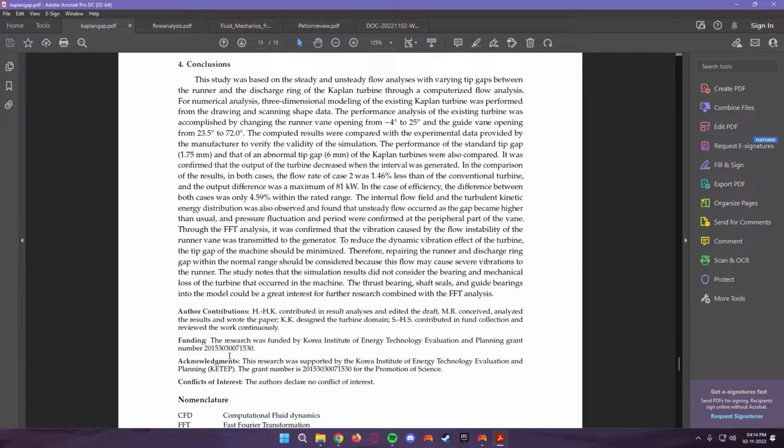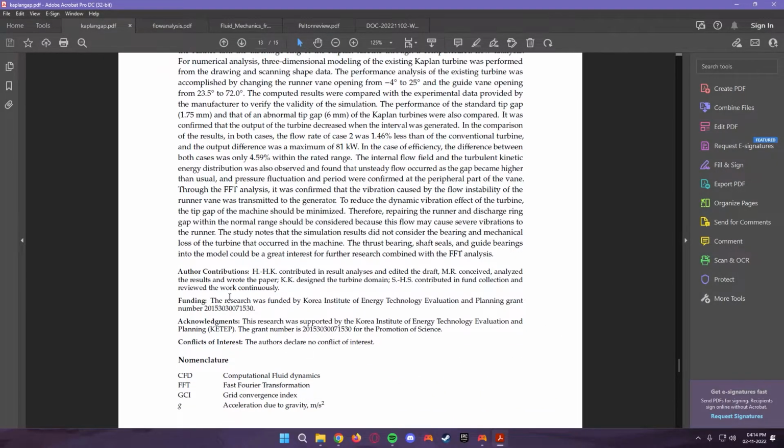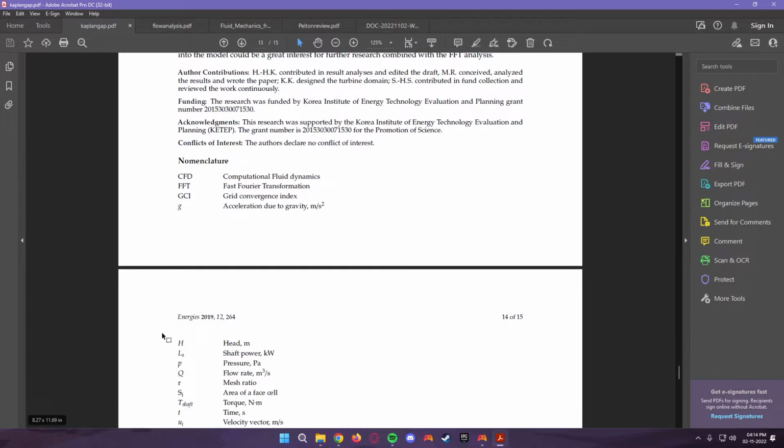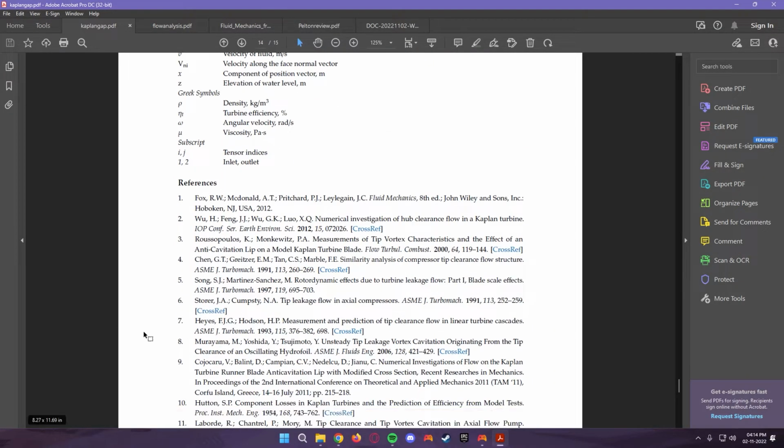Moving to the conclusion, this study was based on steady and unsteady flow analysis with varying tip gaps between the runner and the discharge ring of a Kaplan turbine through computerized flow analysis. The computerized flow analysis was done on ANSYS by the research paper authors. Here is the nomenclature and these are the references.